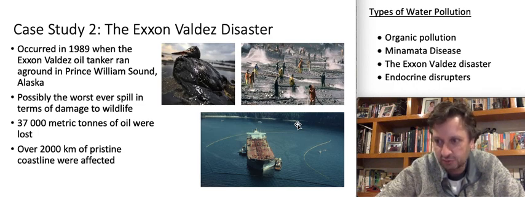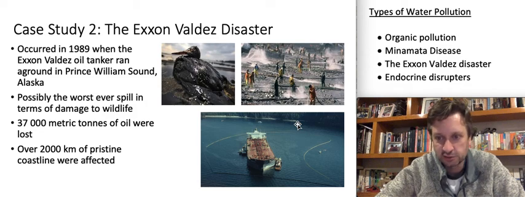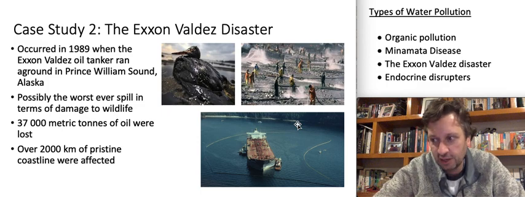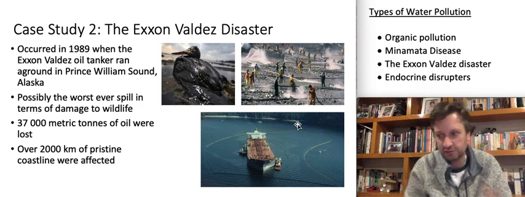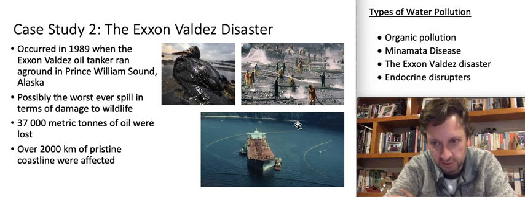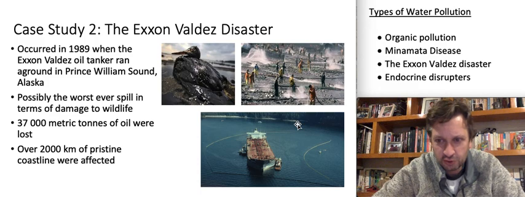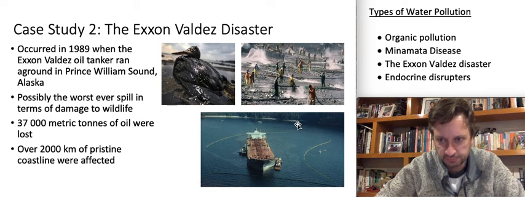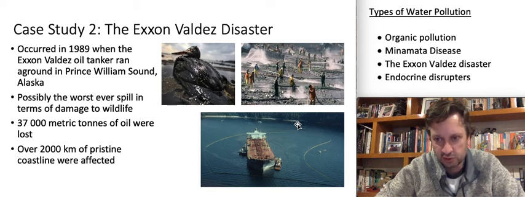It's estimated that about 250,000 seabirds were killed, about 3,000 sea otters, 300 seals, 250 bald eagles, and around 22 killer whales were found dead. It had a huge effect on the salmon and herring fishery in Prince William Sound, and soon after, in the early 1990s, the fishery in that area collapsed completely. It's not known if it would have collapsed anyway because it was overfished, like we saw in the previous video. But certainly the oil spill exacerbated the collapse of that fishery.